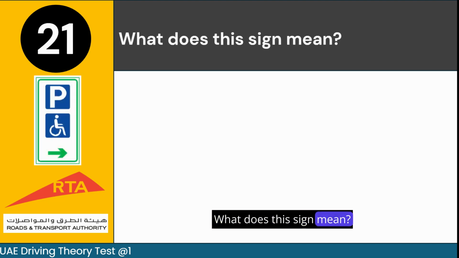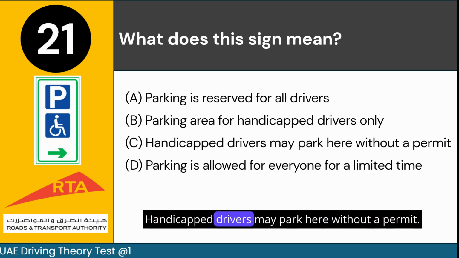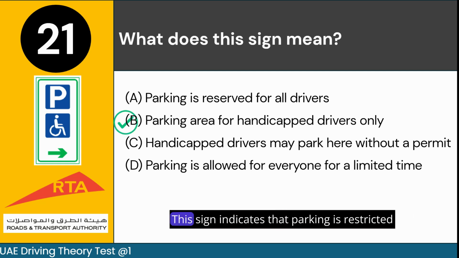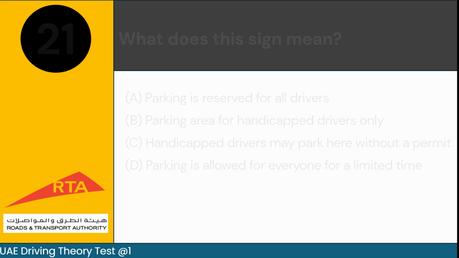What does this sign mean? A. Parking is reserved for all drivers. B. Parking area for handicapped drivers only. C. Handicapped drivers may park here without a permit. D. Parking is allowed for everyone for a limited time. Answer: B. This sign indicates that parking is restricted to vehicles displaying a valid permit for handicapped drivers, ensuring accessible parking spaces for those with disabilities.